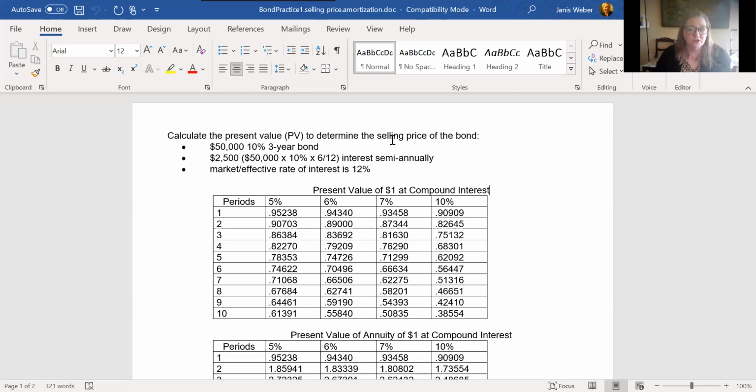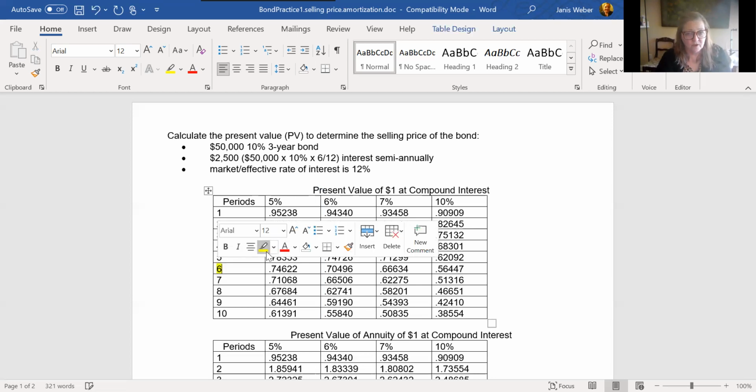Okay. So the first thing we're going to do is look at the 50,000 and discount it based on the market rate. So when we look at the table for present value, looking for a factor, we're always going to be searching for the market rate. All right. So what we've got is a 3-year bond, and it's semi-annual. So there's going to be 6 periods that we're going to be looking for. So I'm going to just highlight the 6.